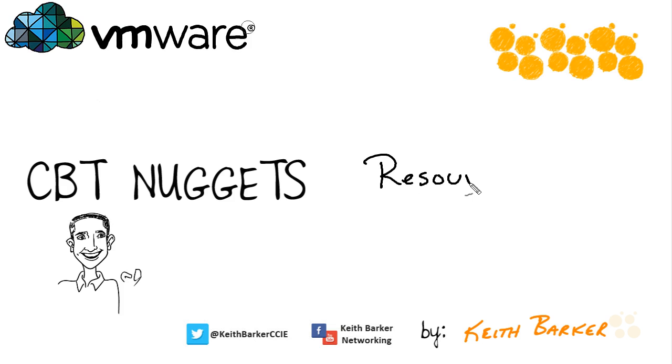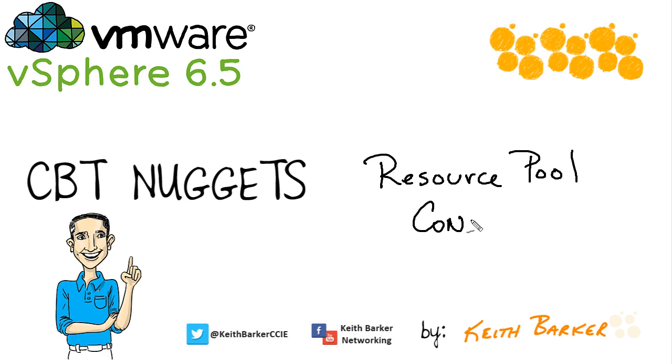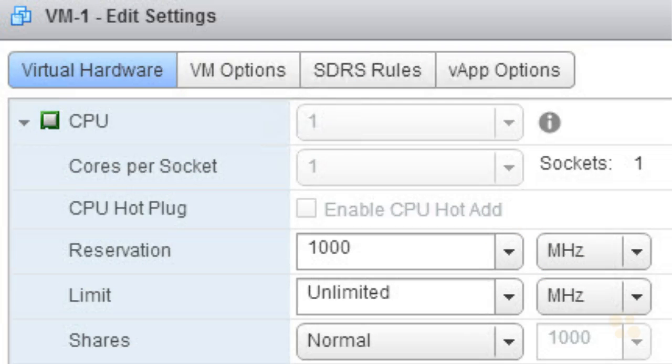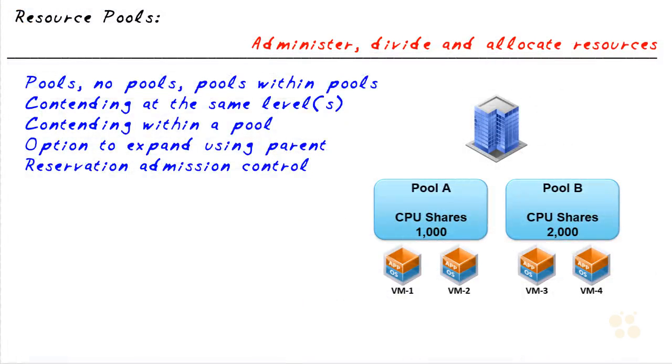In this nugget, you and I get to discuss the concepts about resource pools and how they can affect performance in a vSphere environment. In our previous video, we identified how we can, at a virtual machine level, configure the reservations, limits, and shares associated for memory and CPU with each individual virtual machine.